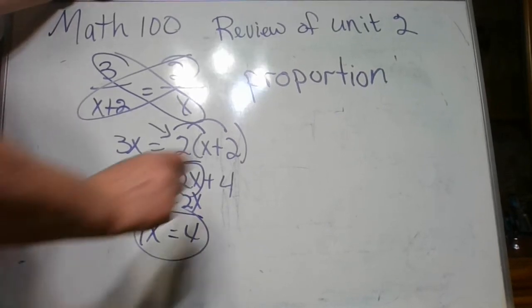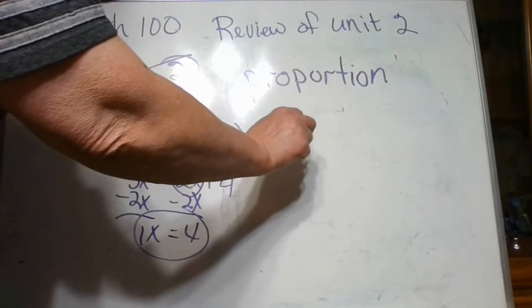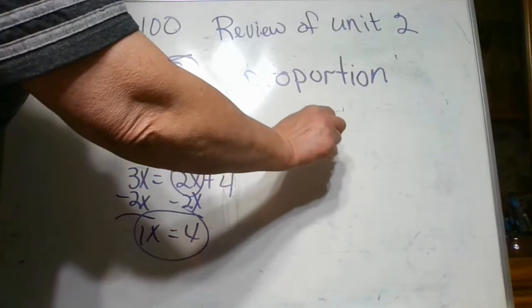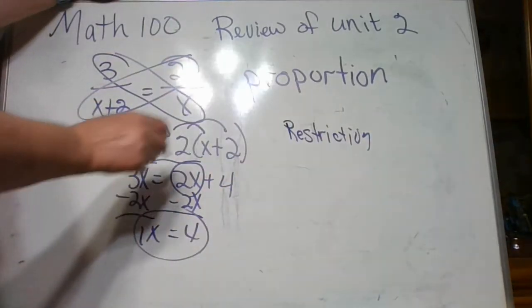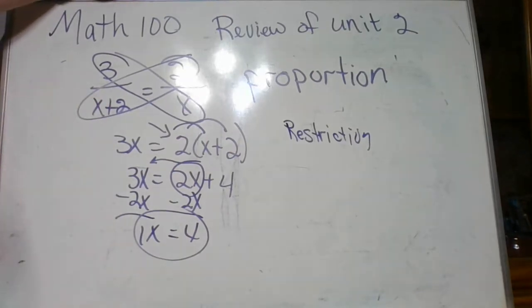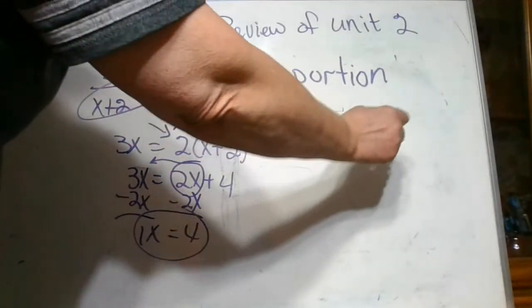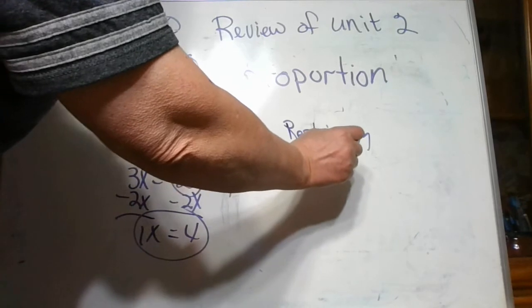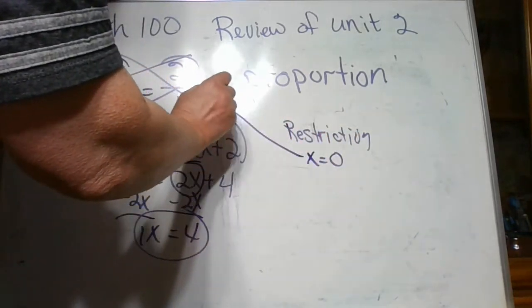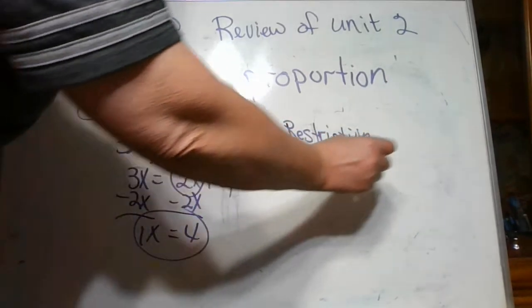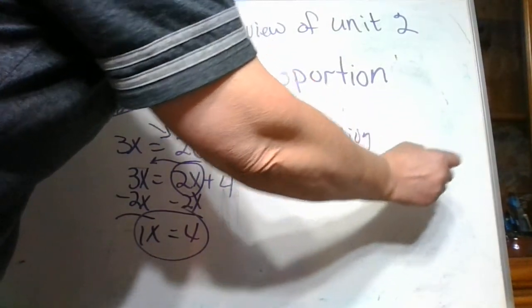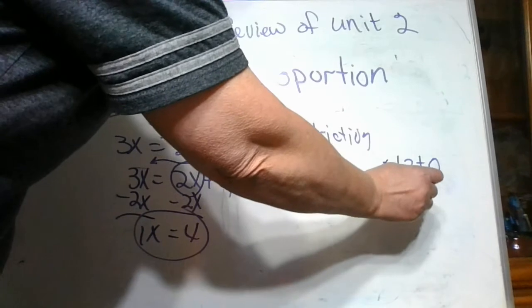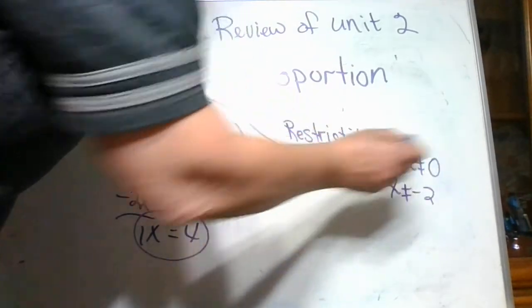Now, if I wanted to get my restrictions for this problem, what can x not be? Well, first of all, it cannot be 0. X cannot be 0 because there was an x right there in the denominator. And then x plus 2 cannot equal 0. So if I subtract 2 from both sides, x cannot equal negative 2.